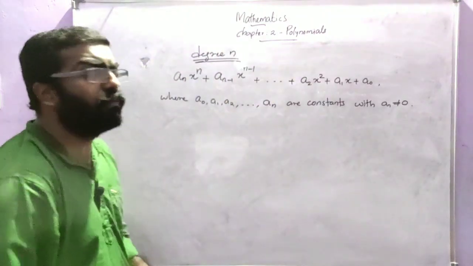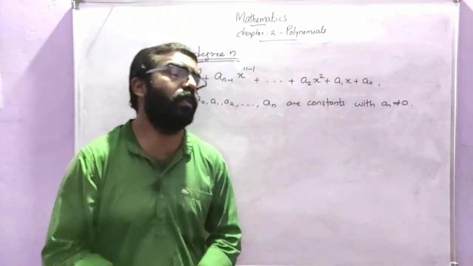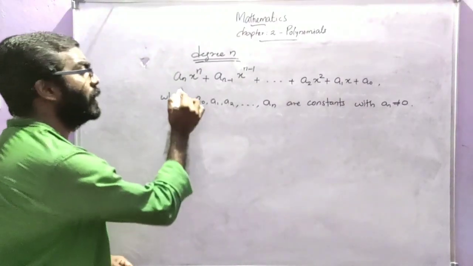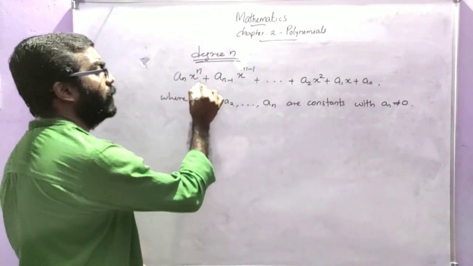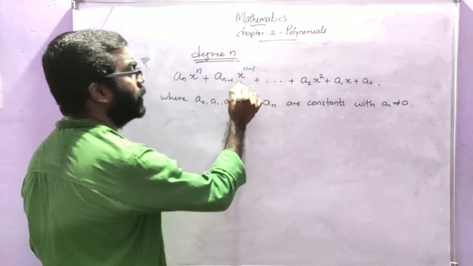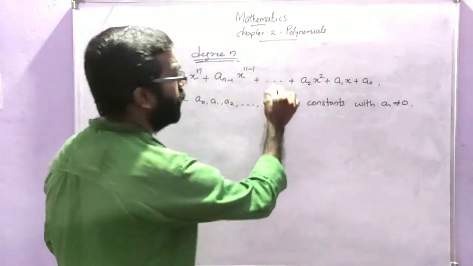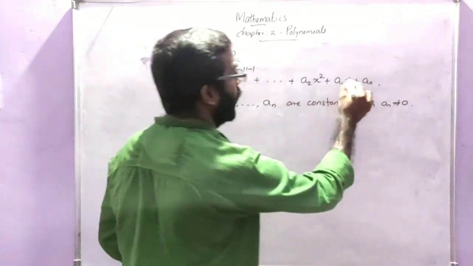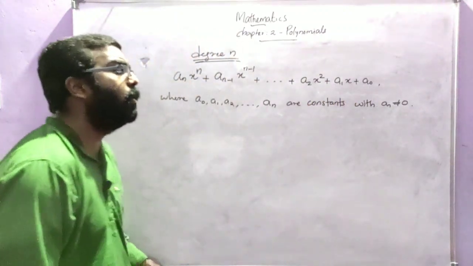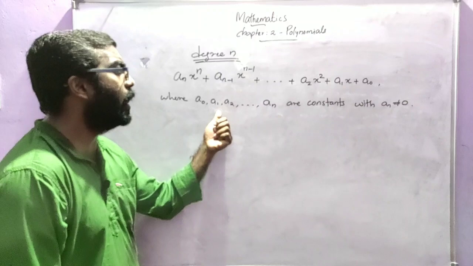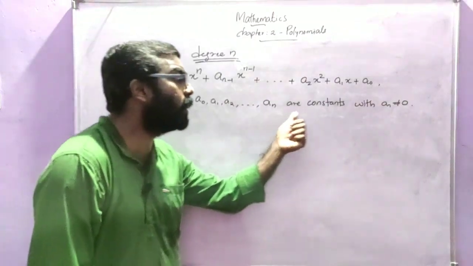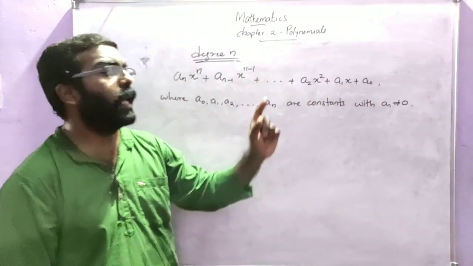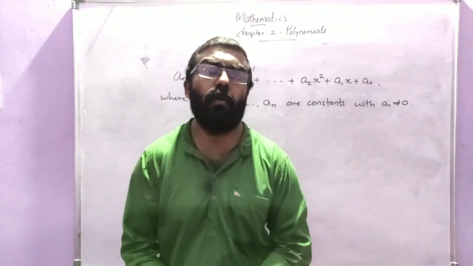Okay, the general form of a polynomial of degree n can be written as a_n x raised to n plus a_(n-1) x raised to n minus 1 plus etc. plus a_2 x square plus a_1 x plus a_0 where a_0, a_1, a_2, etc. a_n are constants with a_n not equal to 0.